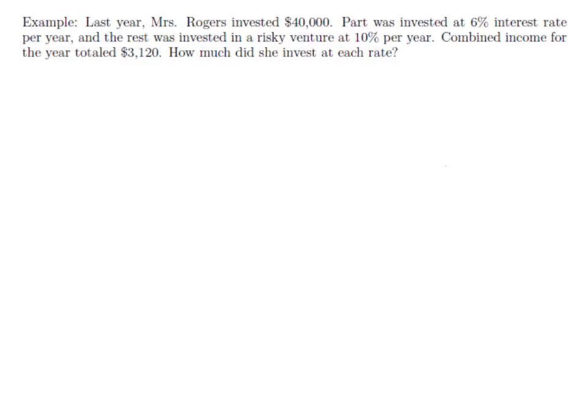One last example here. This says, last year Mrs. Rogers invested $40,000. Part was invested at 6% interest per year, and the rest was invested in a risky venture at 10% per year. Combined income for the year totaled $3,120. How much did she invest at each rate? So we're looking for two different values ultimately. We want to know how much was invested at 6%. So let's say x is the amount at 6%, and let's say that y is the amount at 10%.